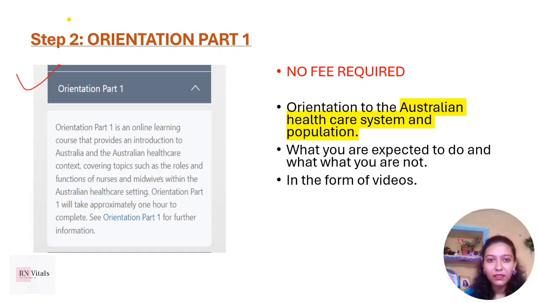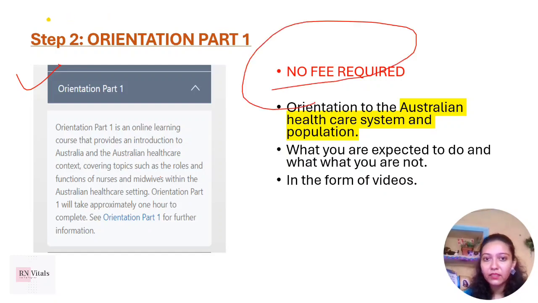Here again, the official AHPRA portal's definition of orientation part 1 is given. Here there is no requirement of fees, no need to pay any fees. Once you paid 410, after that we are just going on. I'll tell you when next you'll have to pay fees.